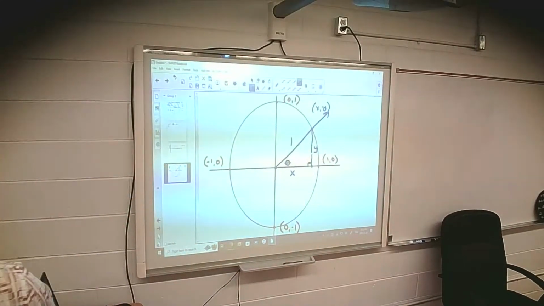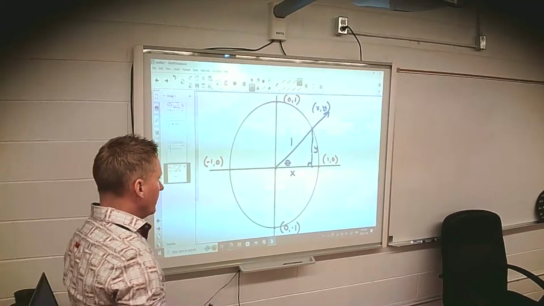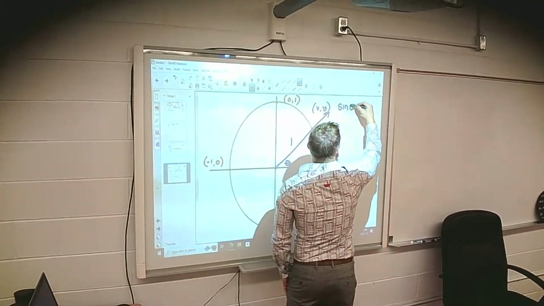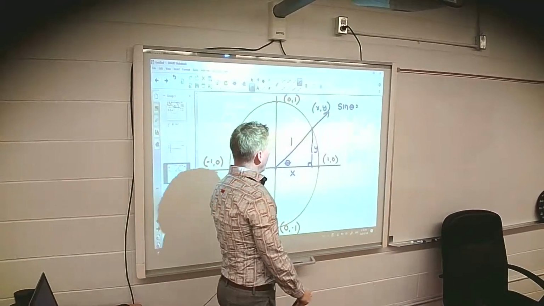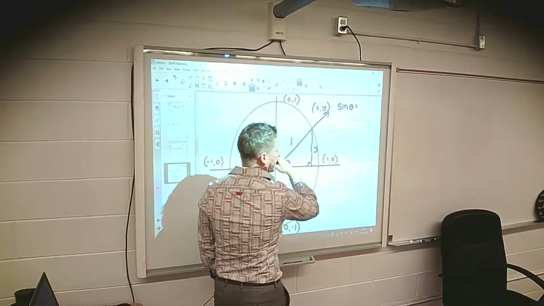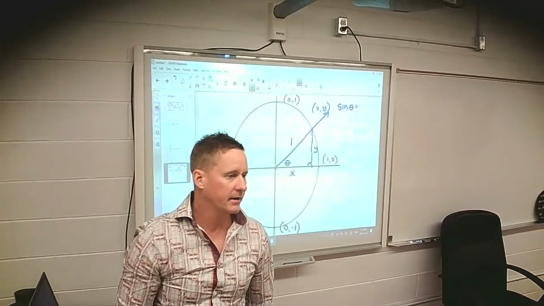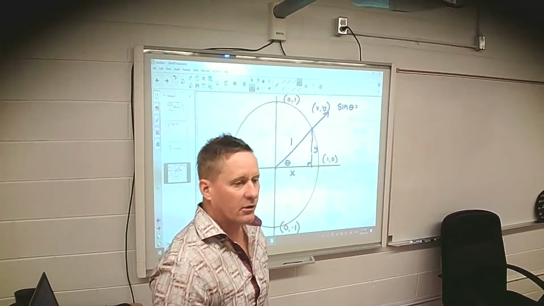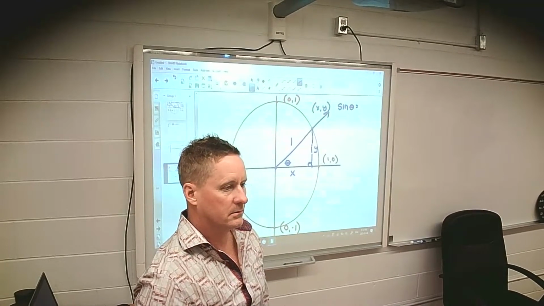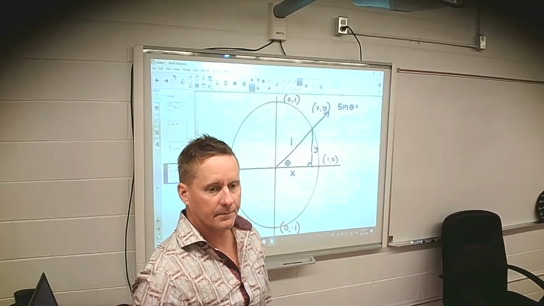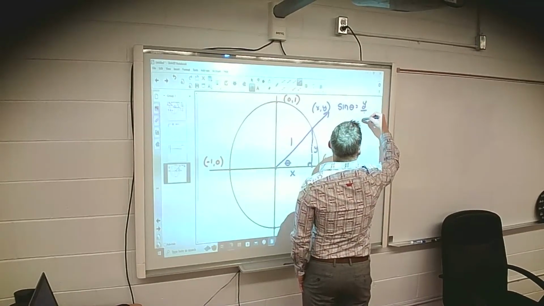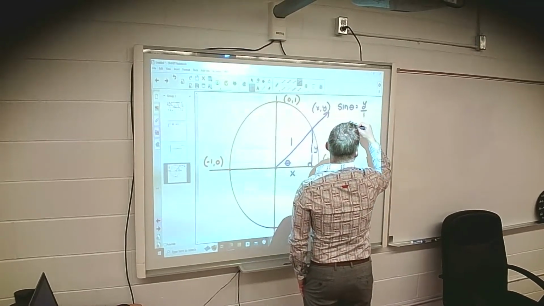Love it. Okay. So, if I'm looking at the sine of theta, what is the value of sine theta? I got a right triangle here. Right angle trig. Opposite over hypotenuse. What does sine theta equal on that triangle? Y over 1. What about cos theta?